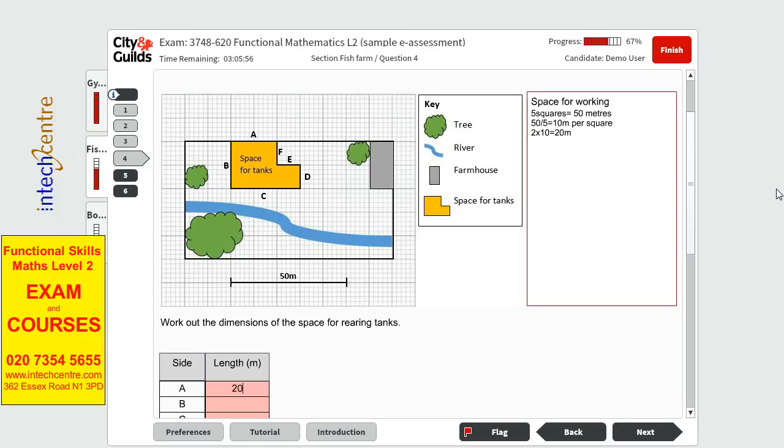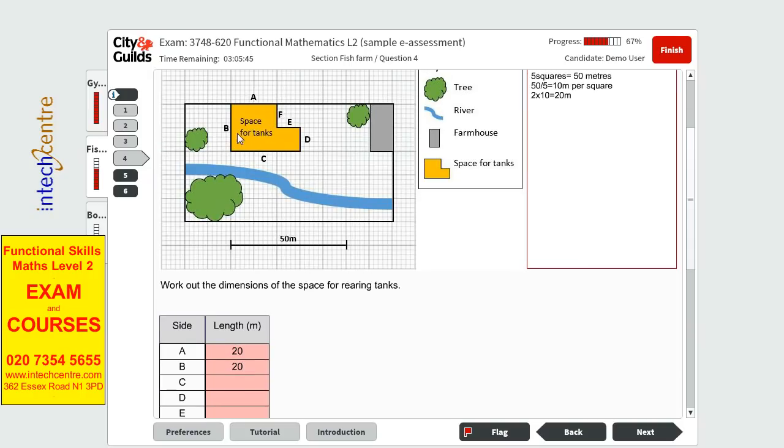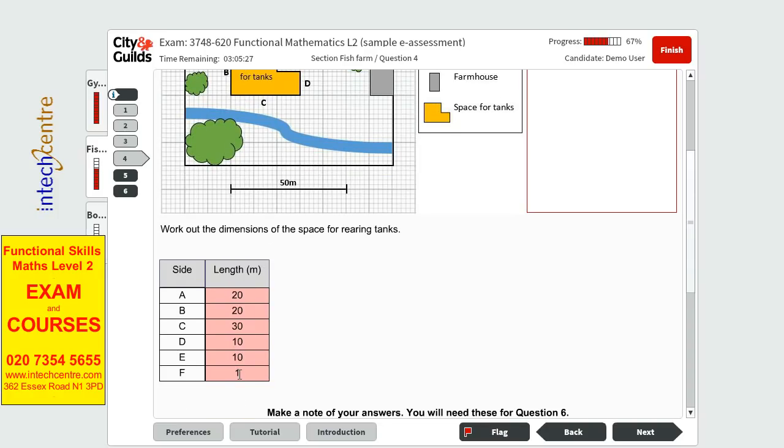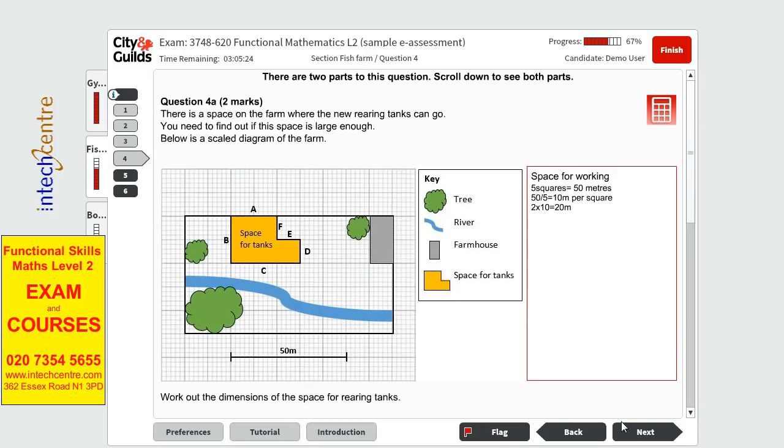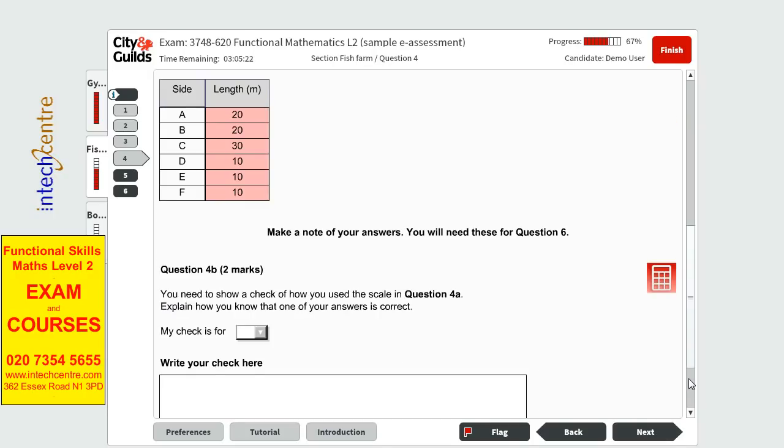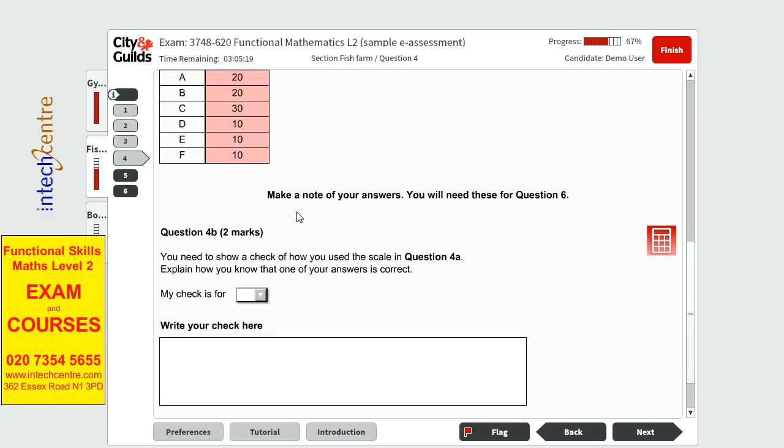B, instead of taking your time to write all of the working, you could just go ahead and for B you have 1, 2 boxes. So again 20. C, it's 10, 20, 30, 3 boxes. D, it's clearly 10 meters because it's only 1 square. E as well 10 meters, as well as F, another 10 meters. So this was question 4A, 2 marks. It was an easy question, which is why they gave lower marks.